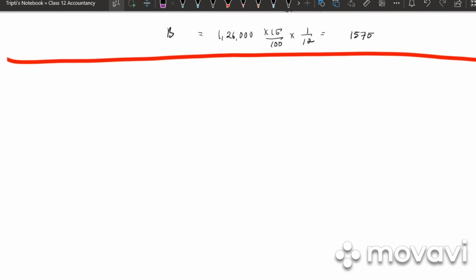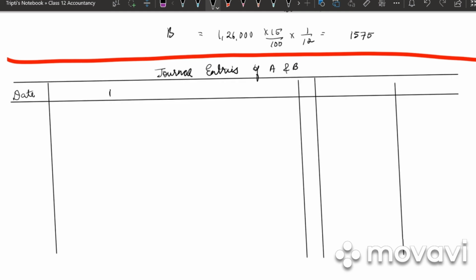Last, they have asked us to write down the journal entries for interest on drawings. So what is the journal entry? Interest on drawings is written in the profit and loss appropriation account as well as in the partner's capital account. So take down journal entries of A and B. Date, particulars, LF, debit, credit. So first date will be 31st March 2016.